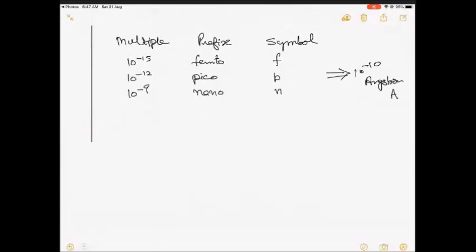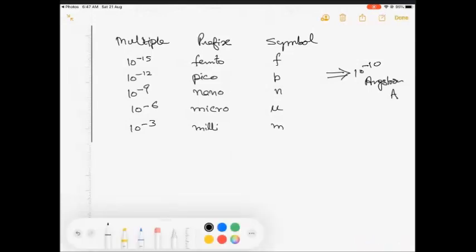Then comes 10 raised to power minus 6, and this becomes your micro, represented by mu. Then 10 raised to power minus 3. This is milligram or millimeter. Milli is represented by small m. Now we'll go slightly in a different manner so that the other units which we commonly use also fall in. 10 raised to the power minus 3.